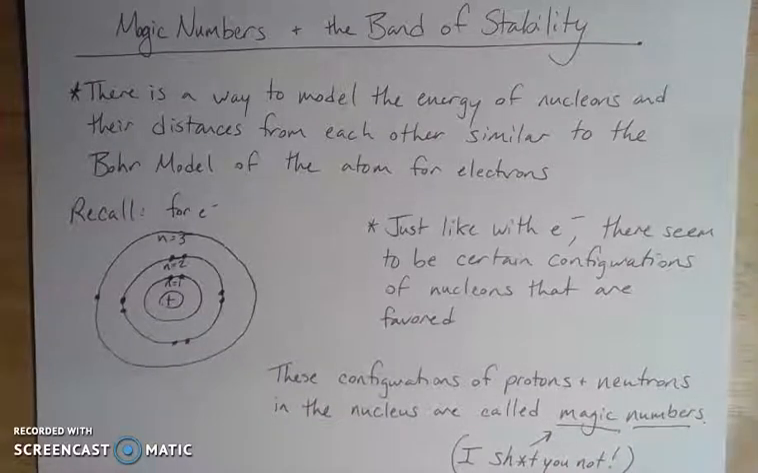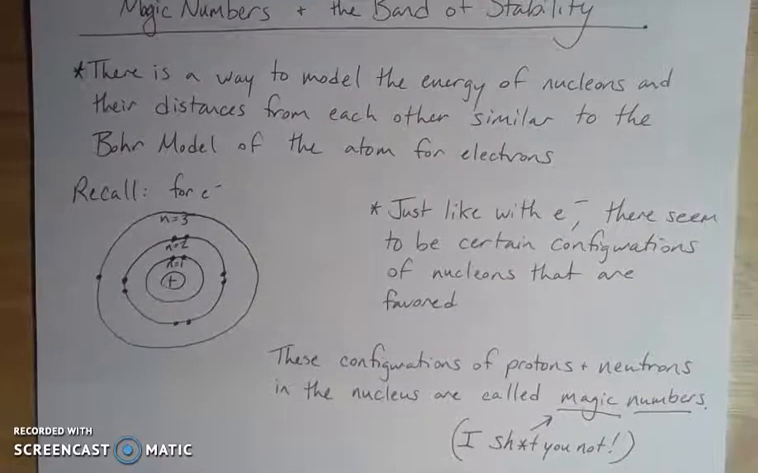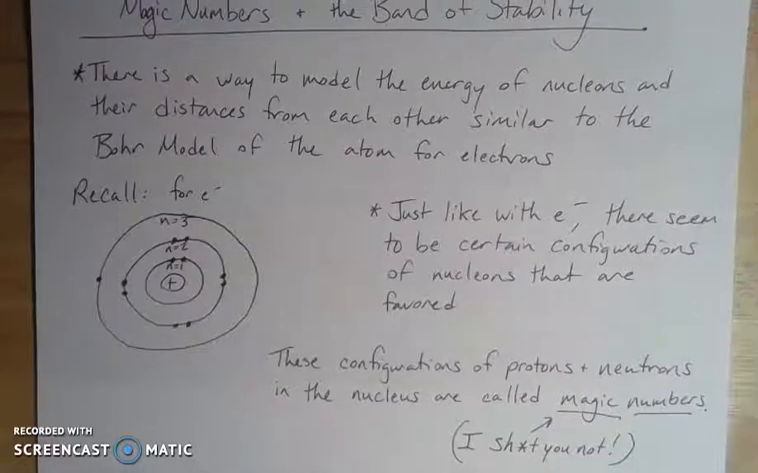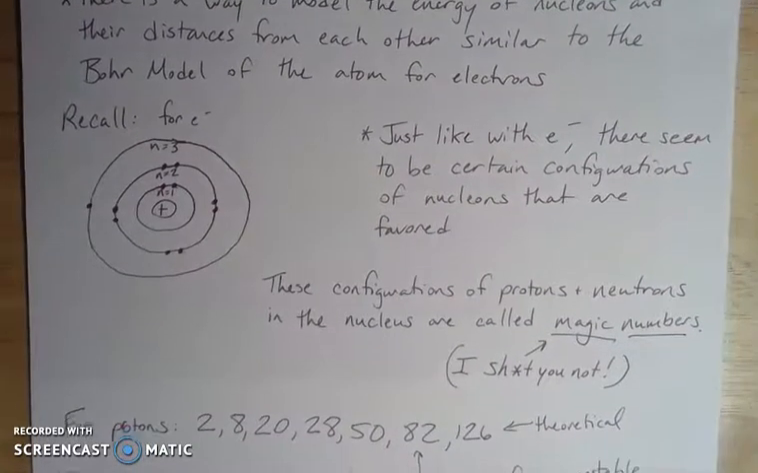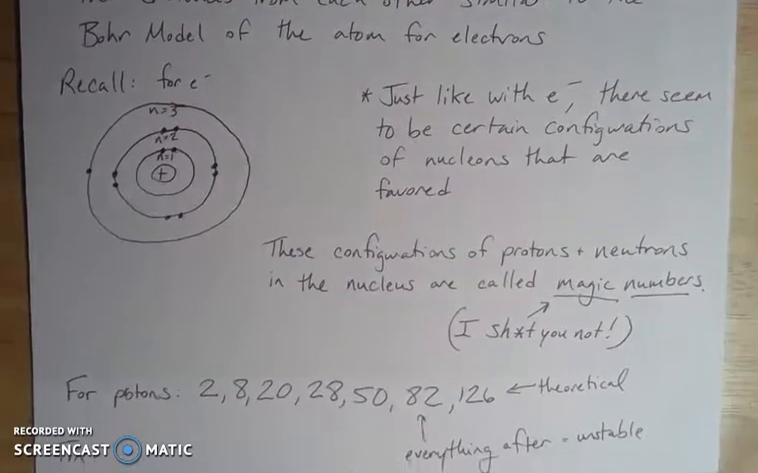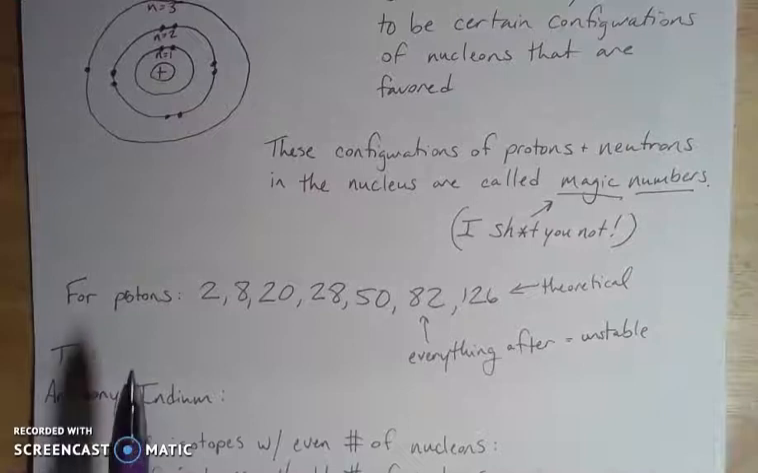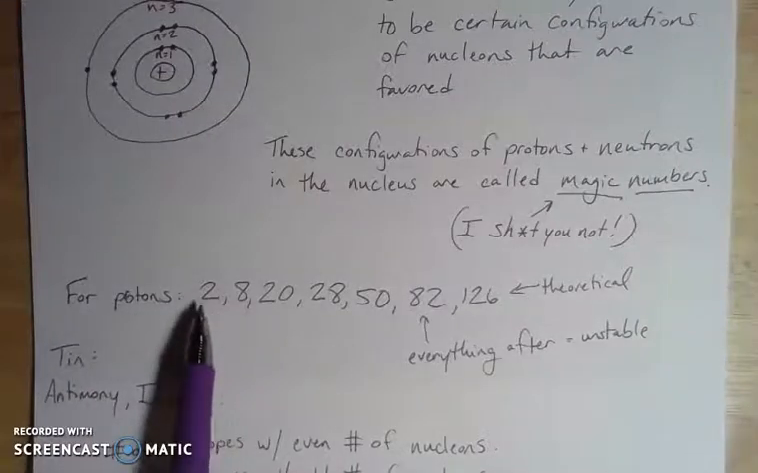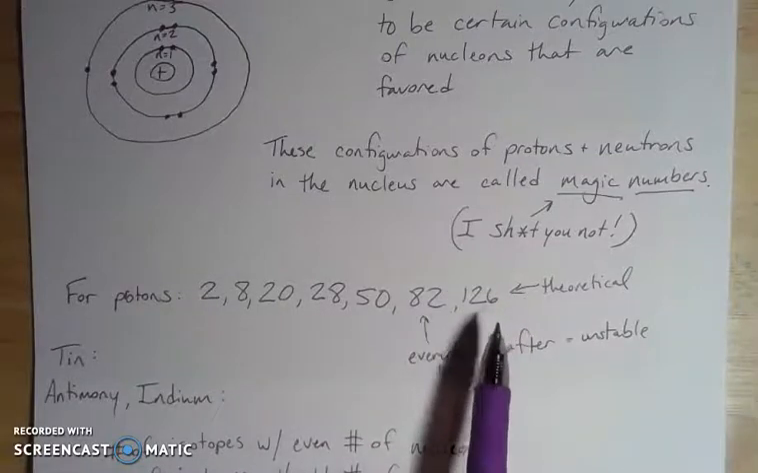So these configurations of protons and neutrons in the nucleus are called, and I'm not messing with you, magic numbers. So I love that also. We are scientists, and these are the magic numbers, which are these ratios of protons to neutrons that seem to be favored in a nucleus. And so if we think about protons here, for our protons, these are the magic numbers: 2, 8, 20, 28, 50, 82, and this theoretical 126.